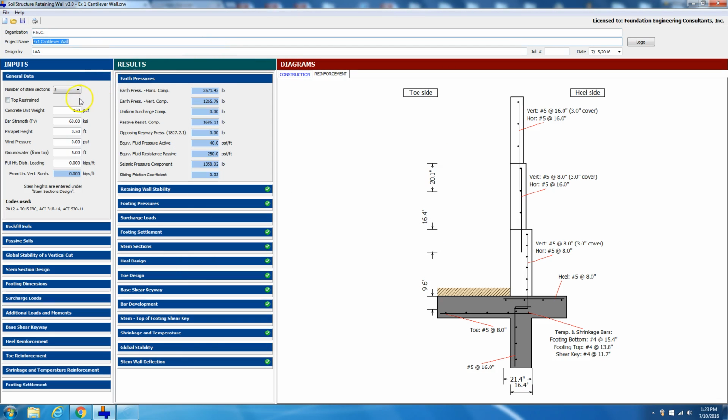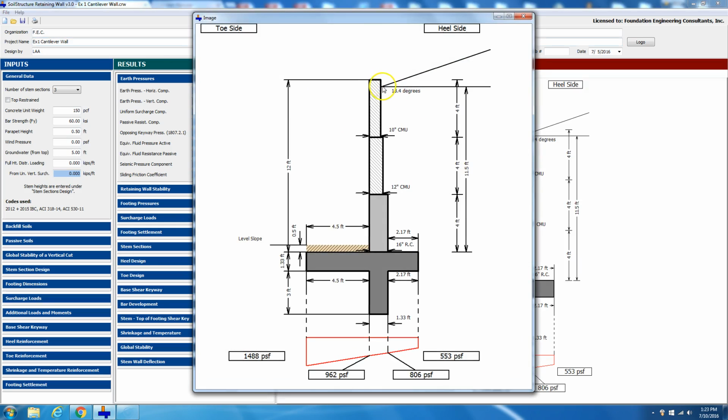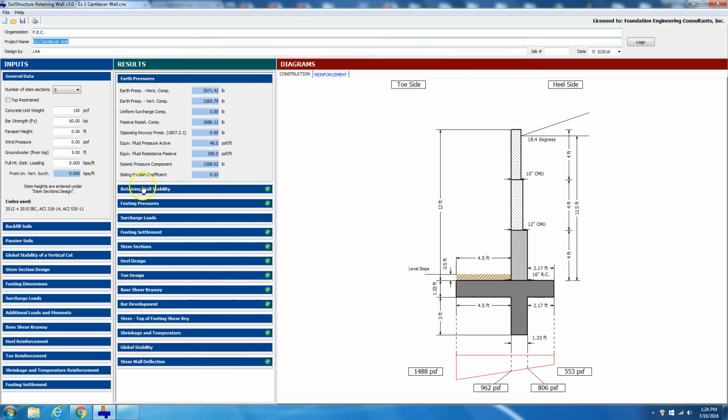So with that, as we said, we have 3 stems, and we have the unit weight, 60 KSI steel, half a foot parapet height. And if you look at the construction, you could see that this is the half a foot parapet. It's measured from the top of the stem. The codes used, we're still using 2012 and 2015. The retaining wall sections are nearly identical, but we did switch to ACI 318-14.